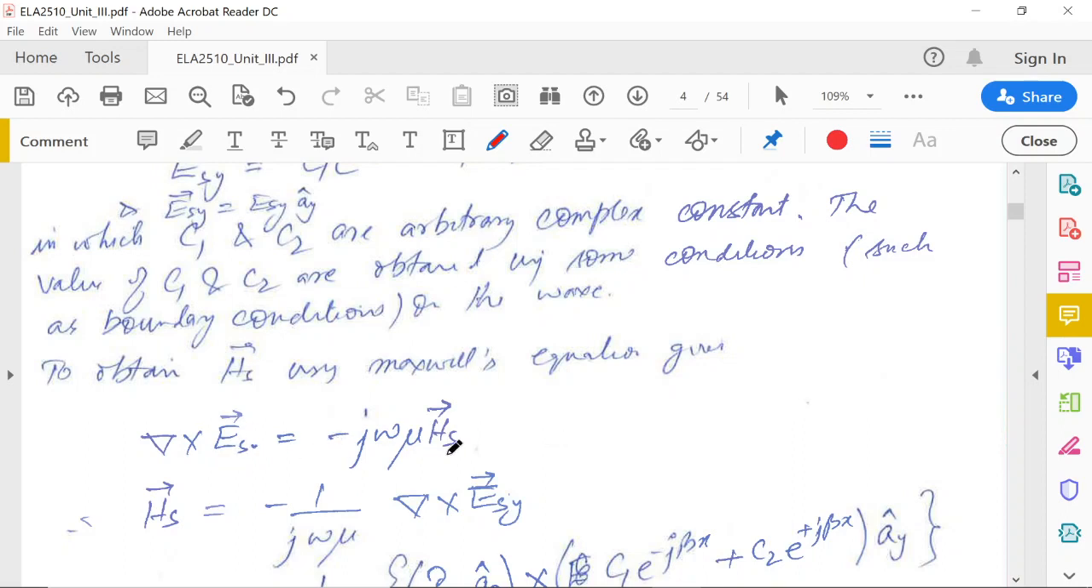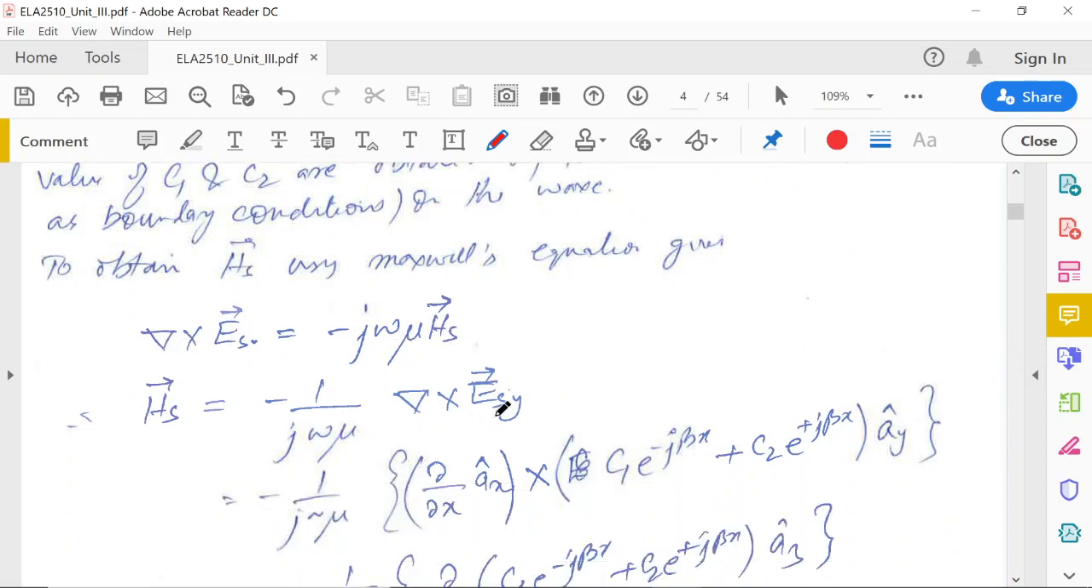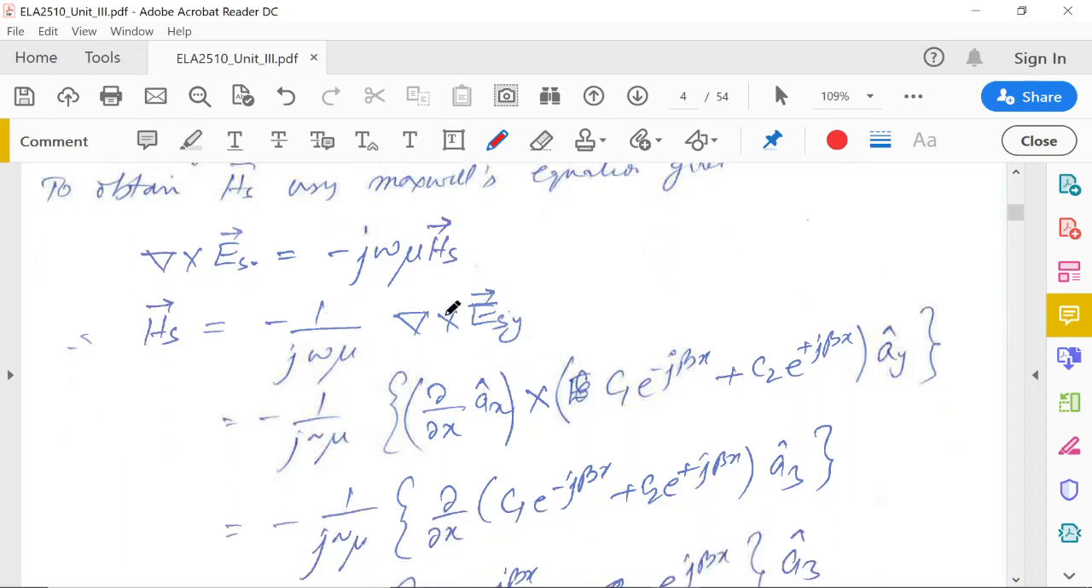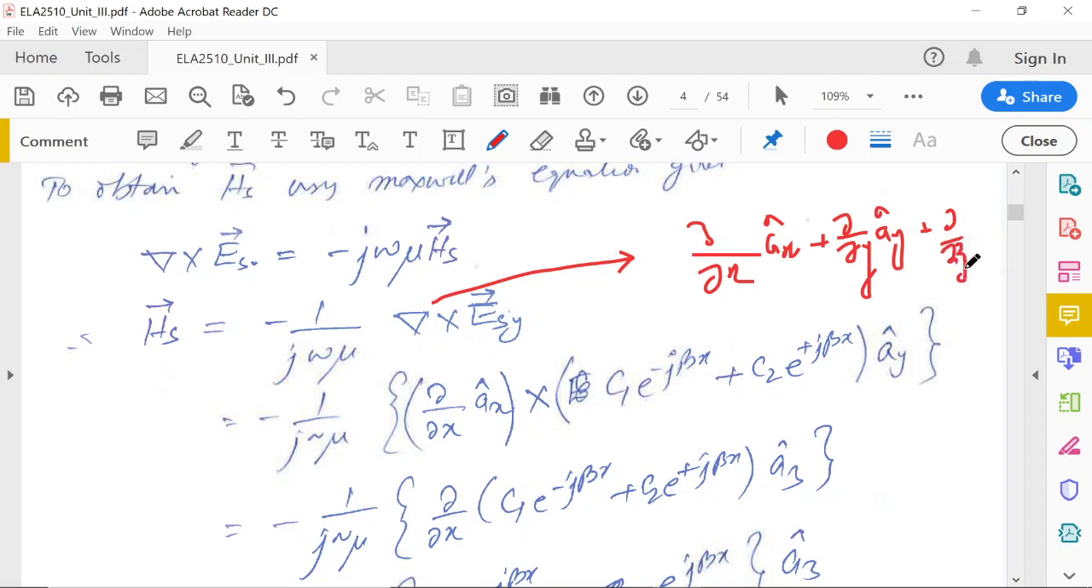So using Maxwell's equation in the phasor form of this kind, where you have the curl of Es equals minus j omega mu Hs. Using this, you already know Es, so you can find the Hs. So Hs vector equals minus 1 over j omega mu times the curl of Es y. Now, what is this del operator? Del has three components: del over del x, Ax, plus del over del y, Ay, plus del over del z, Az.